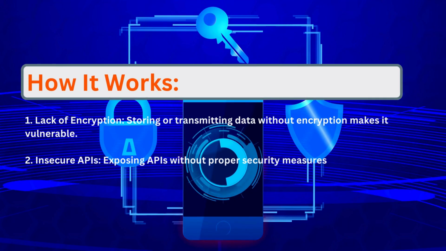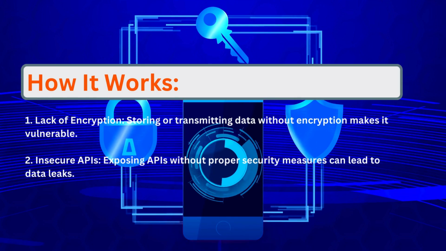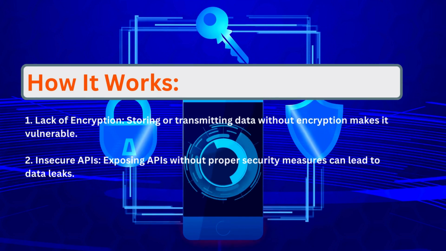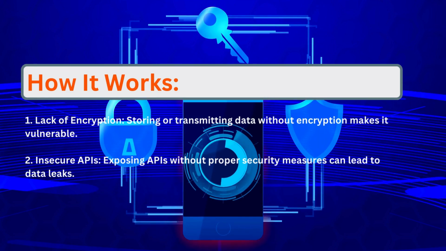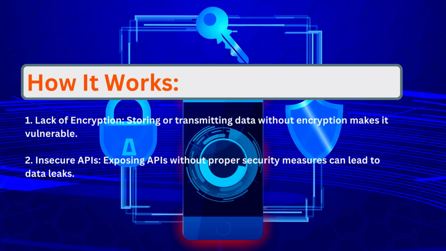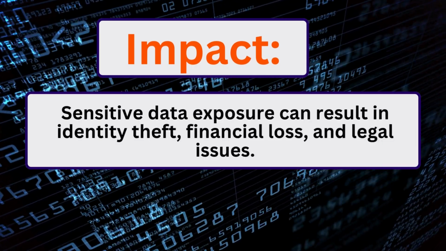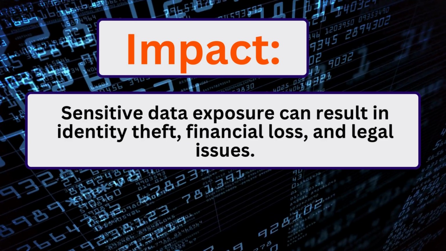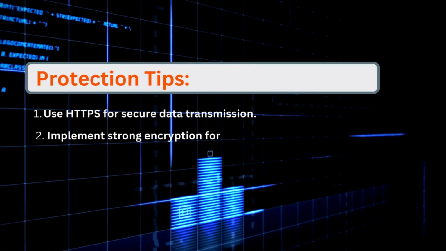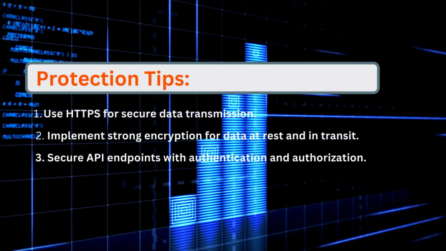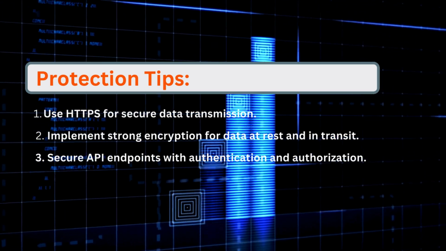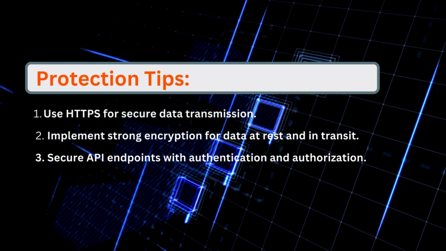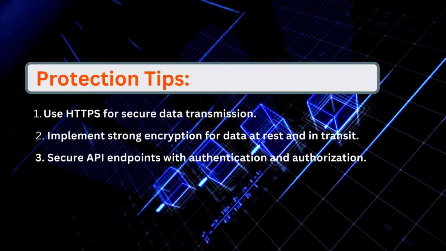Lack of encryption. Storing or transmitting data without encryption makes it vulnerable. Second, insecure APIs. Exposing APIs without proper security measures can lead to data leaks. Impact. Sensitive data exposure can result in identity theft, financial loss, and legal issues. Protection tips. Use HTTPS for secure data transmission. Implement strong encryption for data at rest and in transit. Secure API endpoints with authentication and authorization.